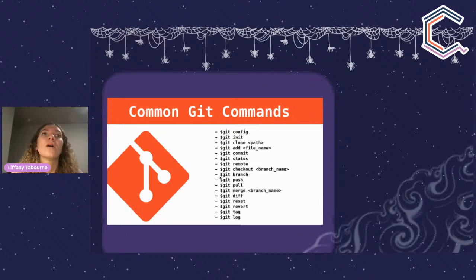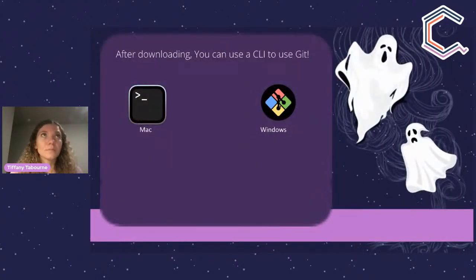There are also commands that help you manage your remote repository, which is how GitHub is related, but we'll talk about that later. After you download this tool, you can use your command line interface to use Git. On Macs, you can just use the terminal app on your computer. On Windows, there is a terminal called Git Bash, which should come with downloading Git.